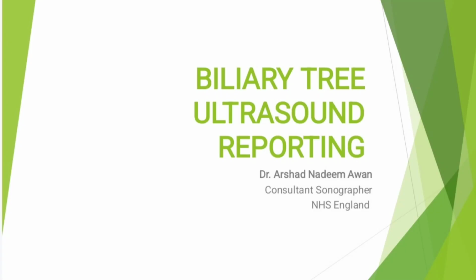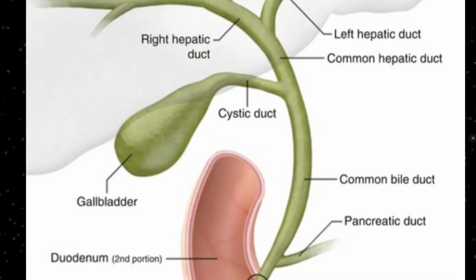Biliary tree reporting is as important as its imaging. Therefore, you must pay attention to the lesion and its characteristics and define it as you have seen on the images. Just to review a quick anatomy: the gallbladder and cystic duct combine upward with the right and left common hepatic ducts, and then downwards the common bile duct, which associates with the pancreatic duct as well.